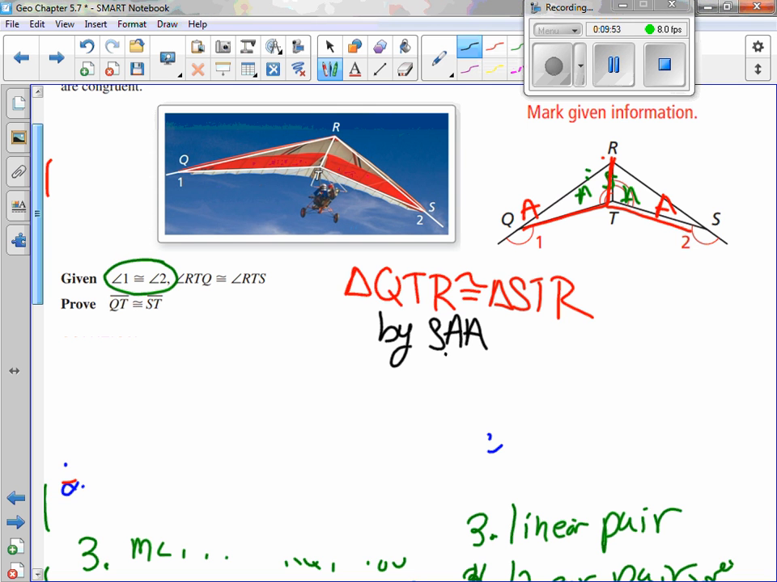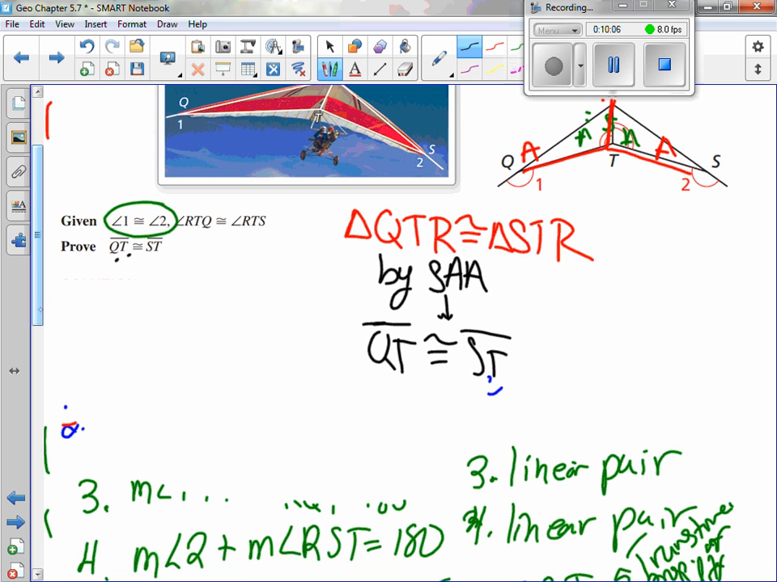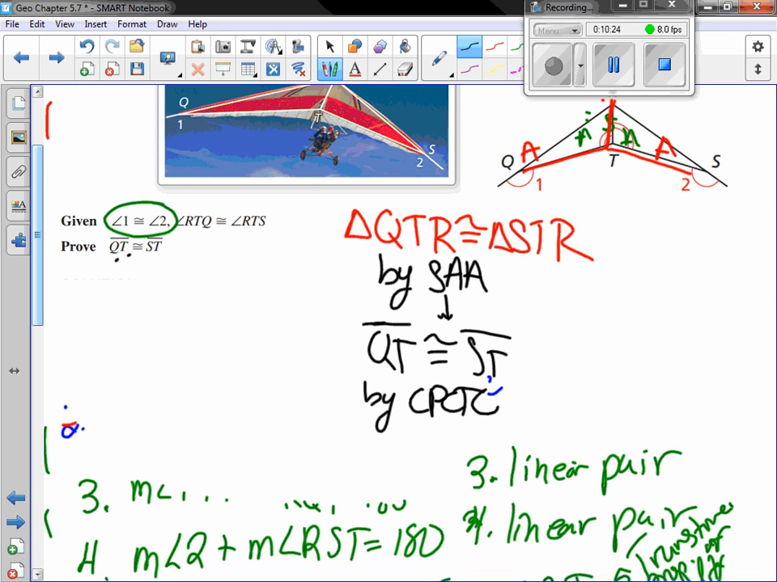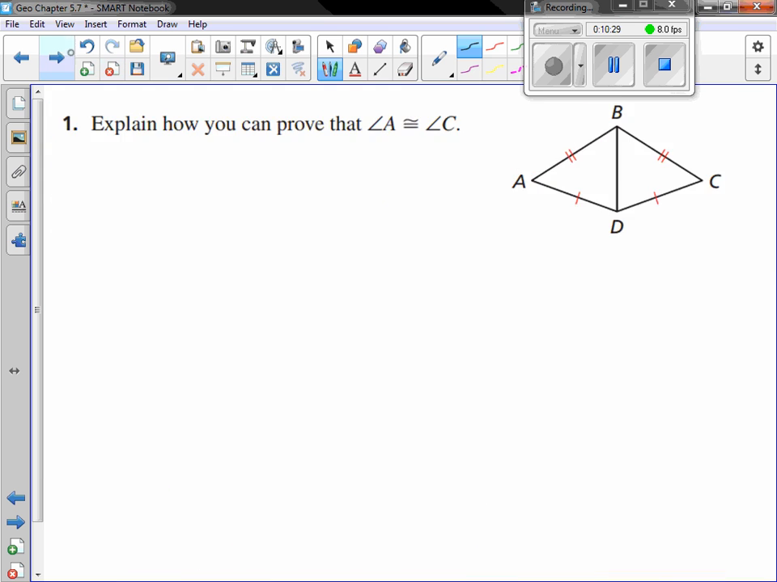And since the two triangles are congruent by side angle angle, it means, well, we wanted to prove that QT is congruent to ST. The two sides we wanted to be congruent are congruent by our CPCTC. Because we went through that whole proof really to say that the two angles that are next to 1 and 2 are congruent to each other. So the two triangles are congruent by our side angle angle, which means the two sides we wanted to be congruent are congruent by CPCTC. Okay.